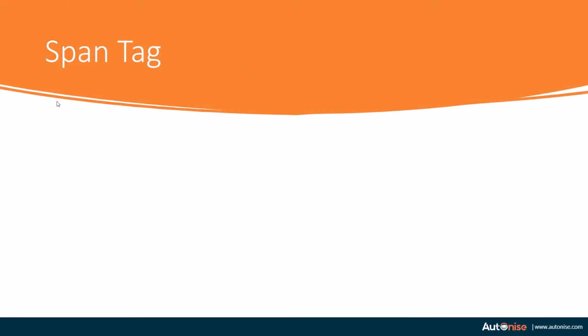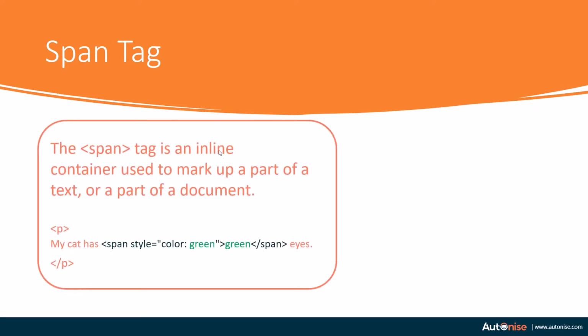Next, there is the span tag. The span tag is an inline container used to mark up a part of a text or a part of a document. Now it might sound a bit confusing, so let me break it down for you. What it effectively means is that there is the p tag which has some text. Now you want to apply some specific styling or some specific logic to a part of your p content. So the content was my cat has green eyes. But let's say we want to specify green text as a green color. We'll see how to do that in CSS, but you can use the span tag to provide some styles and change the style of the content inside the tag.